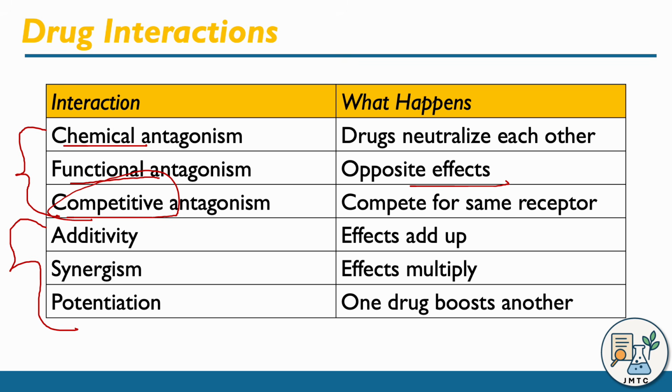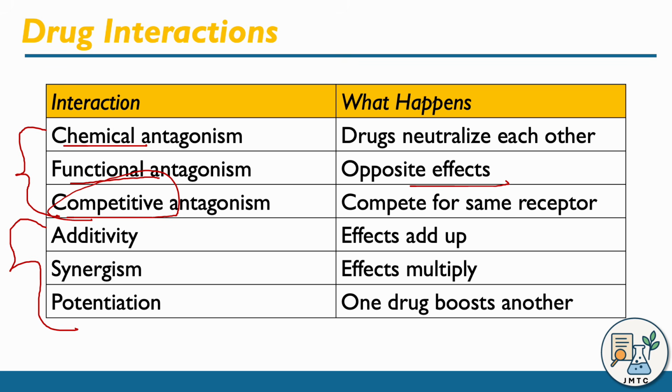Sa ating positive drug interactions, we have additivity. So, 1 plus 1 equals 2 lang to. Same receptor or same effect. For example, nag-take ka ng isang paracetamol, nag-take ka pa ng ibuprofen. So, paracetamol plus ibuprofen for pain. So, the sum of both effects, mas okay yung pain relief na ibibigay sa inyo. It's 1 plus 1 equals 2.